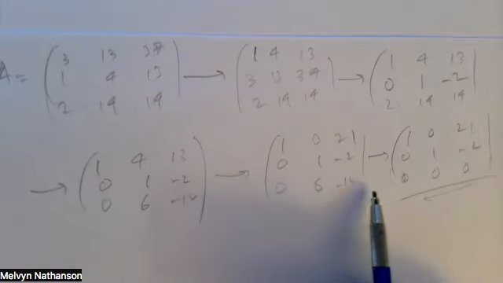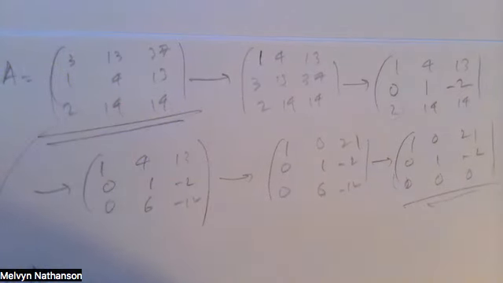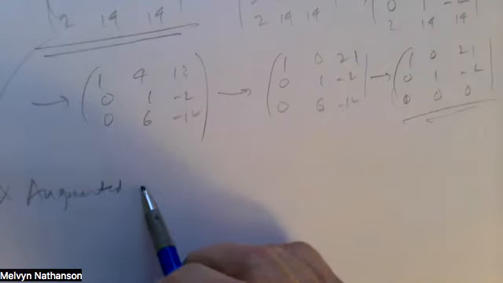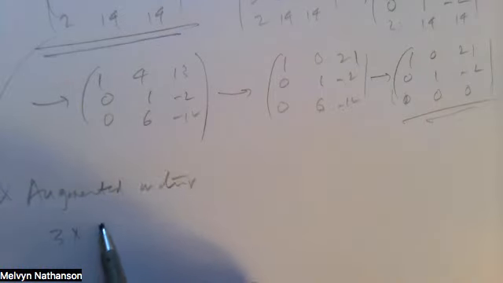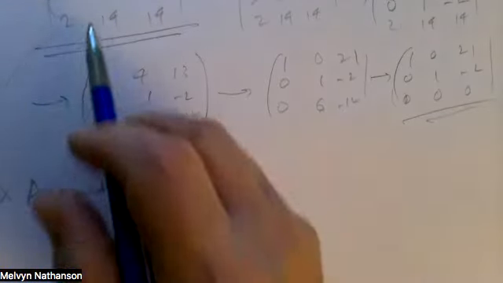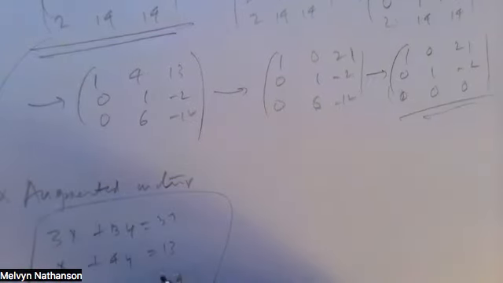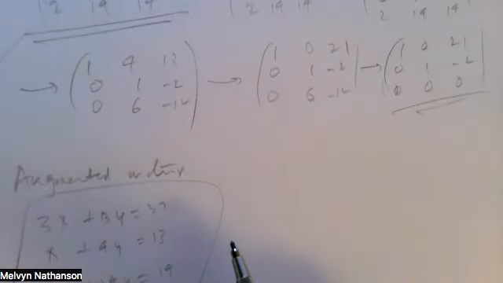Let's also interpret all this in terms of equations. I started with this matrix. This matrix is the augmented matrix for a certain system of equations: 3x plus 13y equals 37, x plus 4y equals 13, 2x plus 14y equals 14. So if I started with this system of equations, this is the augmented matrix for it.